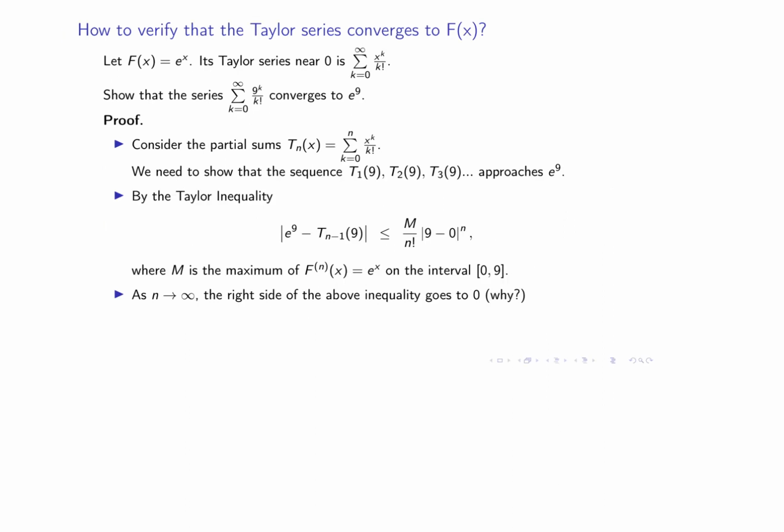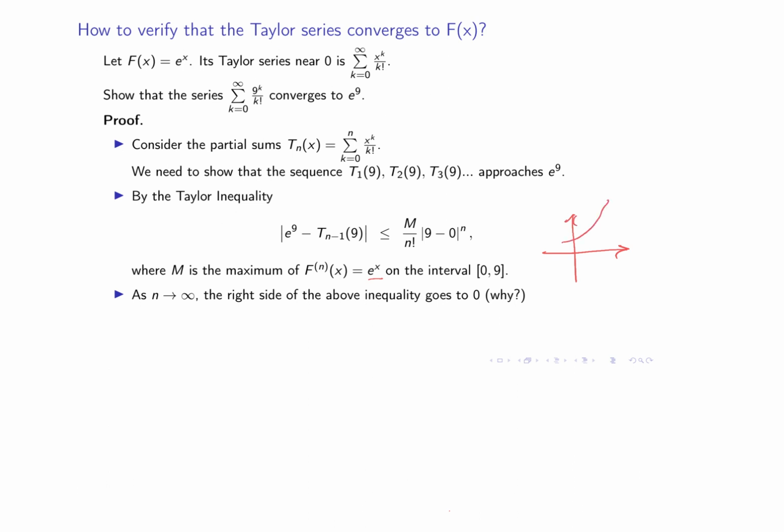What is the maximum of the nth derivative of our function? First of all, what is the nth derivative of our function? Since our function is e to the x, its nth derivative is going to be the same e to the x. When you take the derivative of e to the x, it's just itself. So our constant M is just the maximum of this function e to the x on the interval from 0 to 9. It's actually instructive to do a picture.